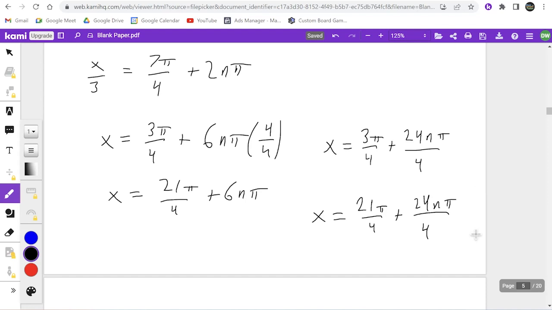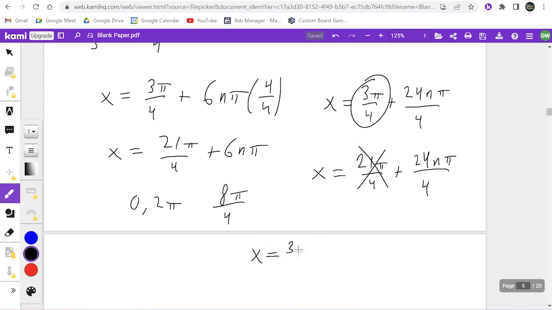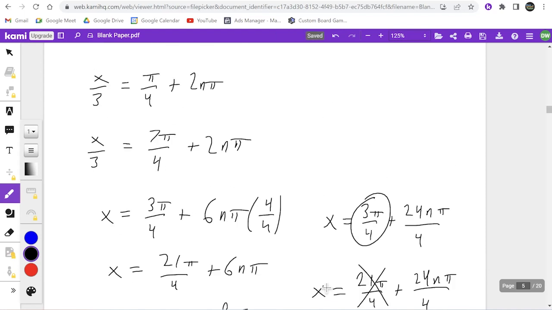And one thing I'll just remind you, since we want to go from 0 to 2 pi with a common denominator of 4 is going to be 8 pi over 4. Meaning, any answer over 8 pi over 4 is out of bounds. For instance, I see 21 pi over 4 is already out of bounds. And 3 pi over 4 is good, but 24n pi over 4 is certainly going to be out of bounds. So it looks like the only answer I have from all of those is x equals 3 pi over 4. Now I'm not done yet because I still have to worry about the negative side.